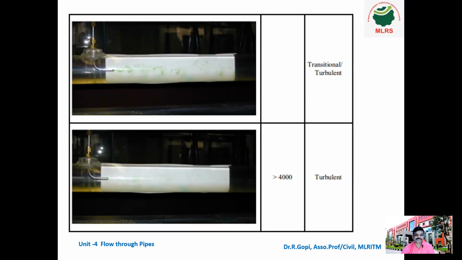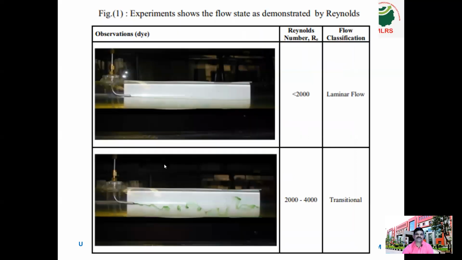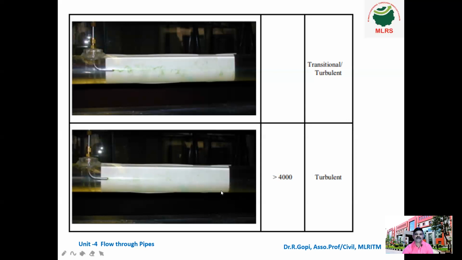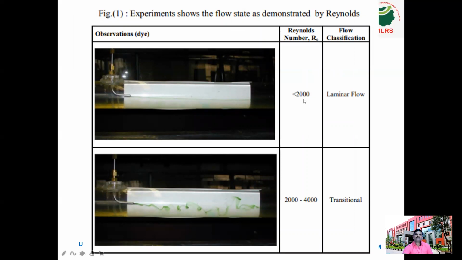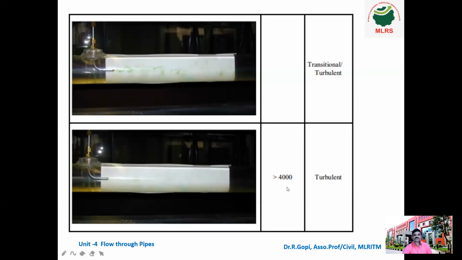So these are all the Reynolds experiment. While in examination, you have to draw the schematic diagram of the experiment and also show this type of figure, these 4 figures: laminar flow, transitional, transitional to turbulent, and turbulent. And note the corresponding Reynolds number: less than 2000, 2000 to 4000, and greater than 4000. So this is very important one.